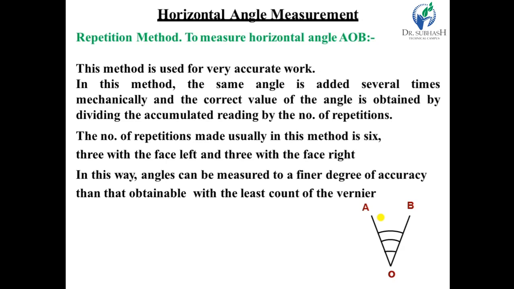Next method is the repetition method. To measure the horizontal angle AOB, this method is used for very accurate work. In this method, the same angle is added several times mechanically, and the correct value of the angle is obtained by dividing the accumulated reading by the number of repetitions. The number of repetitions usually made in this method is 6, 3 with face left and 3 with face right. In this way, the angle can be measured to a finer degree of accuracy than is obtainable with the least count of the vernier.